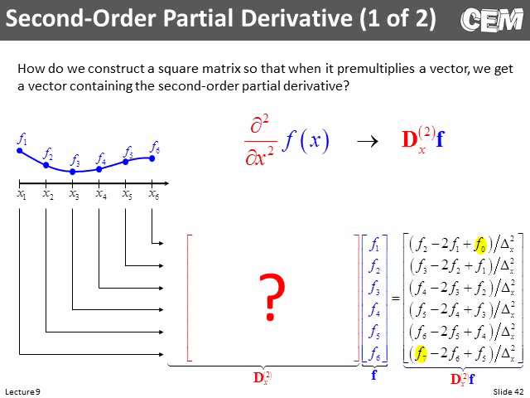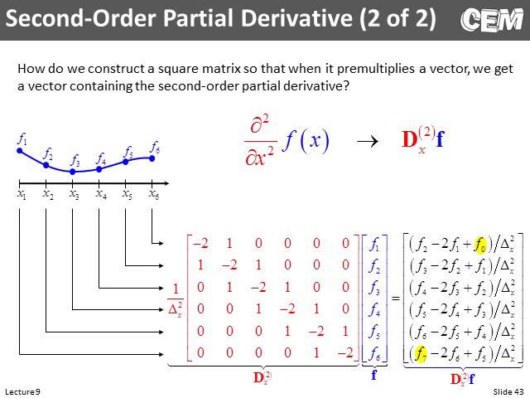And if we do that, here's how we would fill in that big square matrix. We have negative 2s running down the diagonal. And then on the upper and lower diagonal, we just have positive 1s. And then, of course, we divide the whole thing by delta x squared. So this big ugly matrix is the matrix operator for a second order derivative. So if we have some function here and we plotted it, and then we plotted whatever ends up here, we would see the second order derivative of the function.